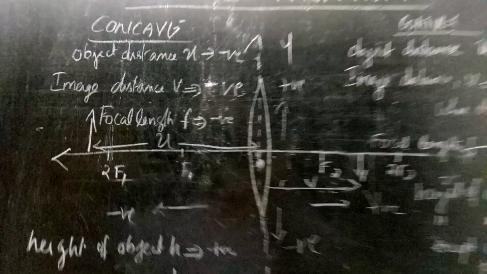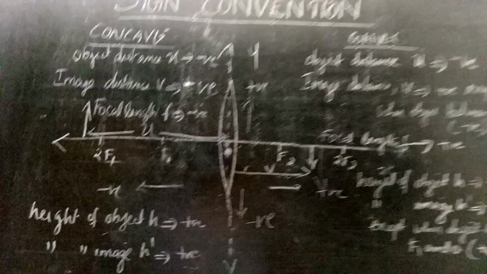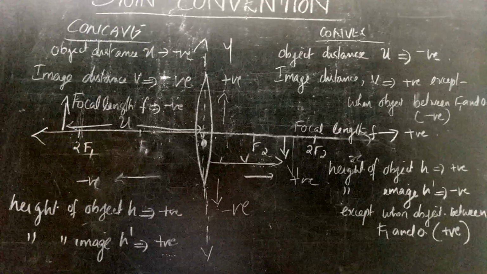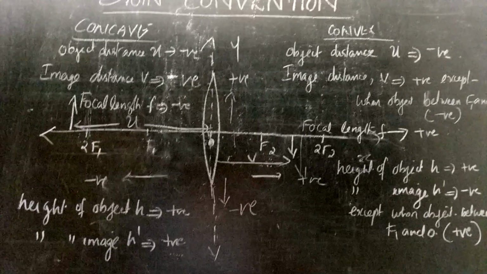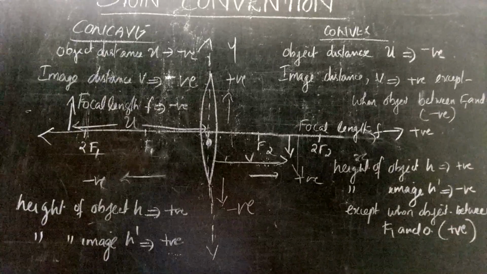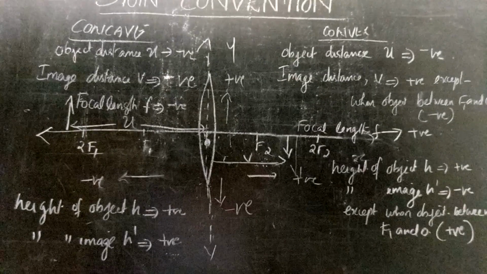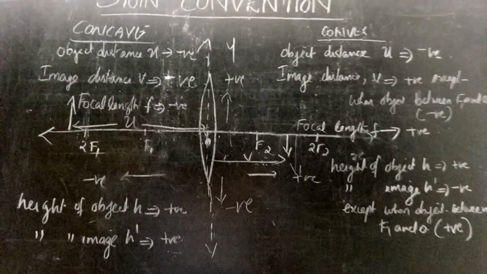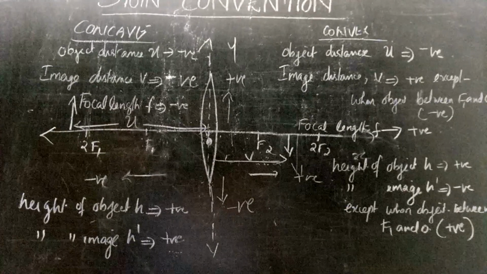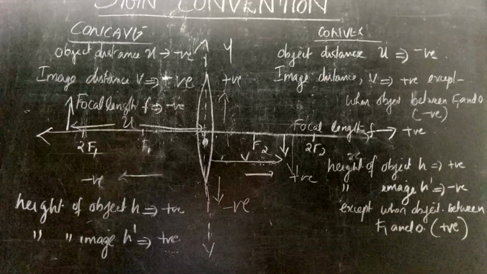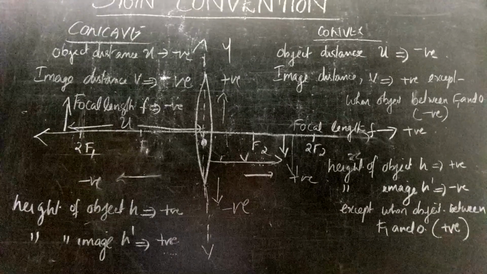So these things you can note down in the notebook separately for convex and concave, for easy remembering. Got it? So the sign convention you should explain as per the spherical mirrors, but you should change the mirrors to lens, draw the diagram of the lens, and take the optical center as the origin. Is it clear? So while we are watching the class, you should note down in the notebook.